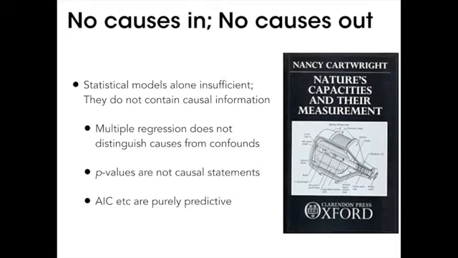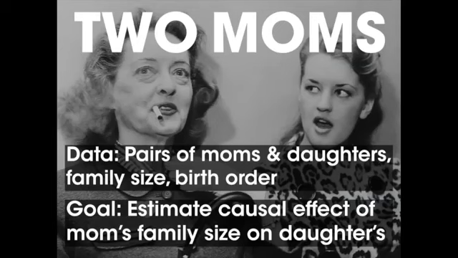P-values, of course, are just by their very definition, not causal statements. They rely upon the whole framework being set up so that the difference that they're attached to can be interpreted causally. And AIC and related predictive criteria, they're just predictive. Again, in and of themselves, they don't carry any causal information. And AIC would happily choose Ptolemy's model of the solar system, because it does a really good job of predicting things.